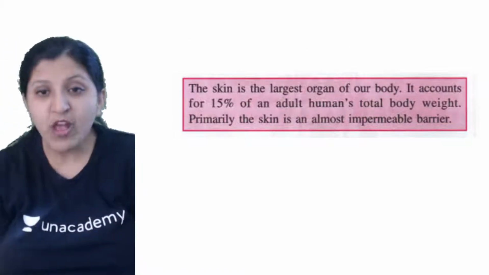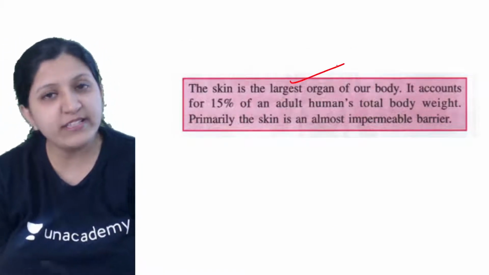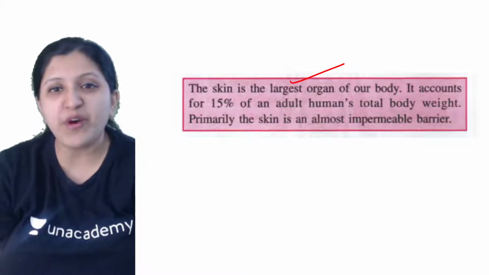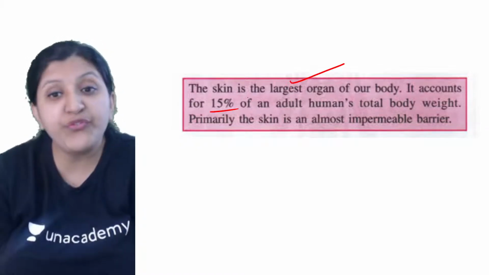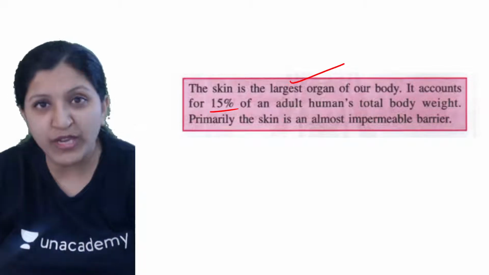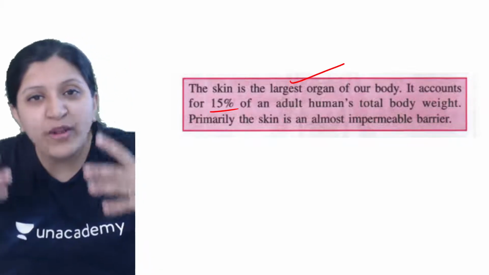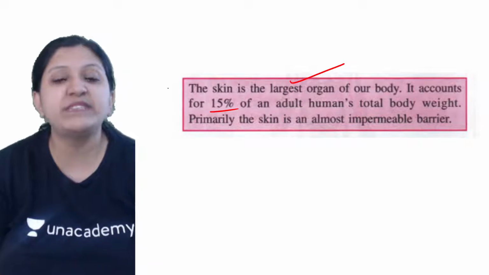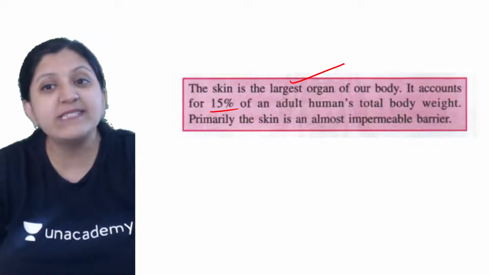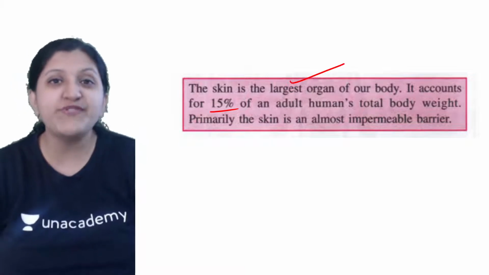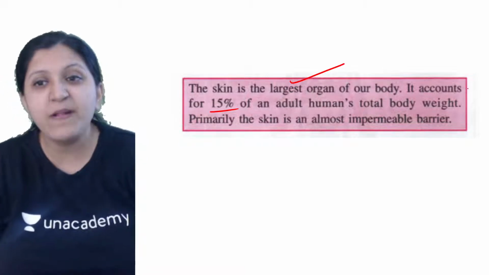This is the largest organ. Skin is the largest organ of our body. It forms about 15% of the total body weight. Whatever body weight you have, 15% is contributed by just the skin. So it is the largest organ, forming about 15% of the body weight.